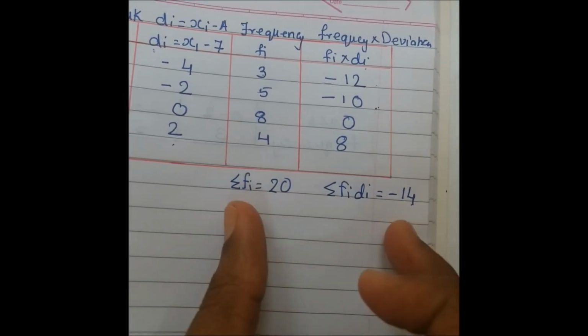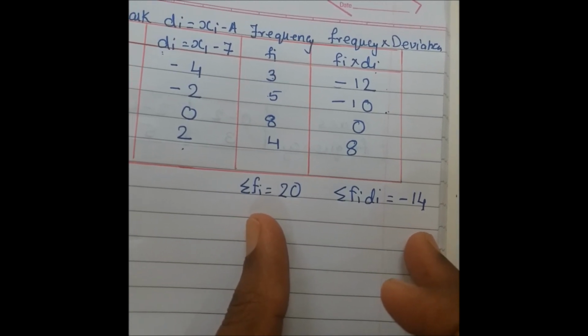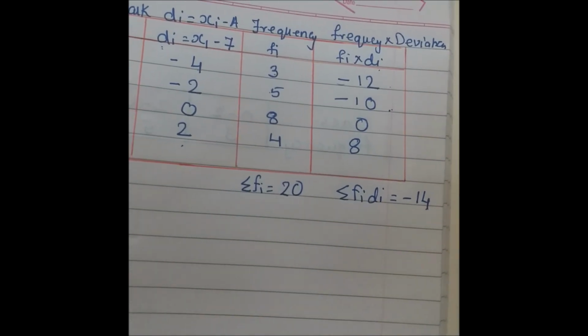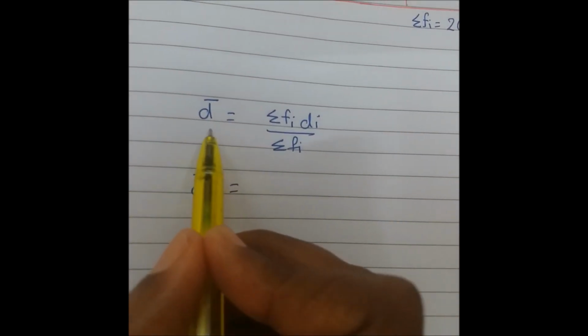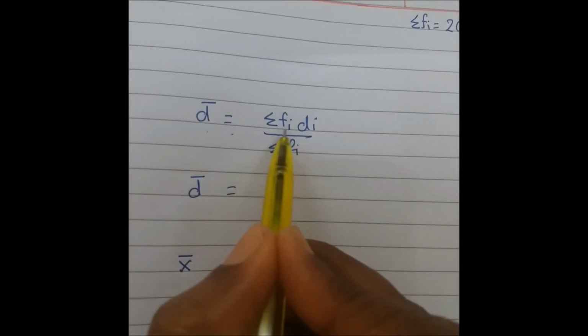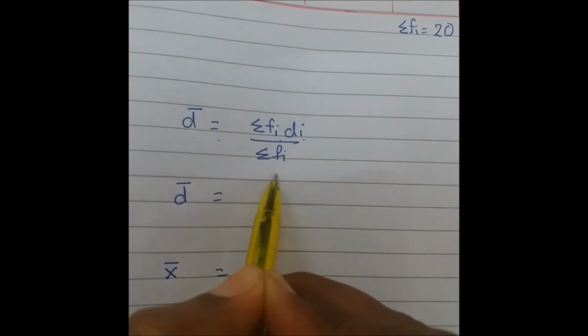Now you have to substitute this in the given formula so that you can get d bar. D bar is equal to summation of fi into di upon summation of fi.